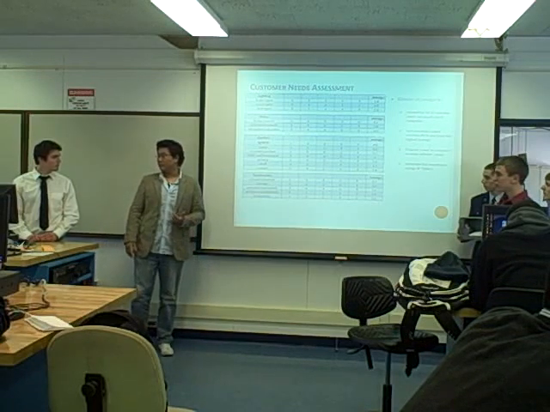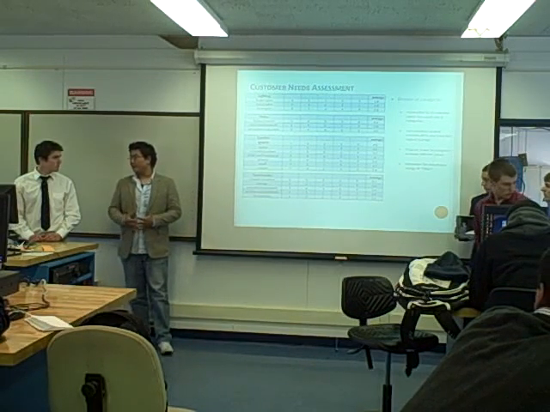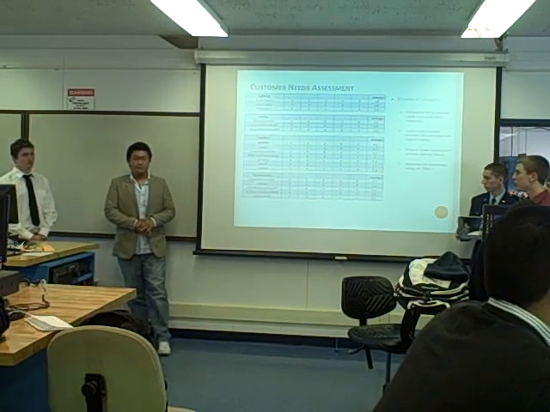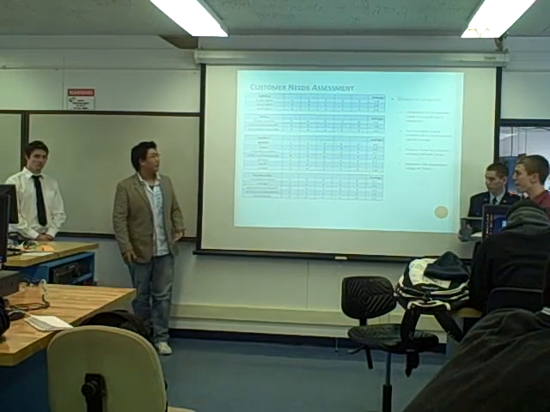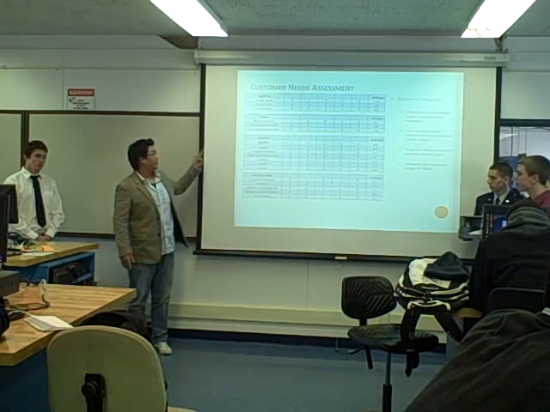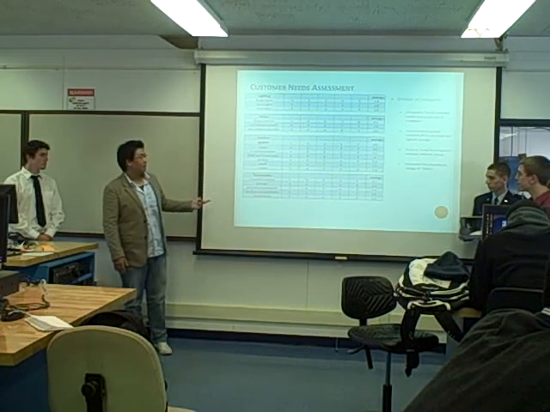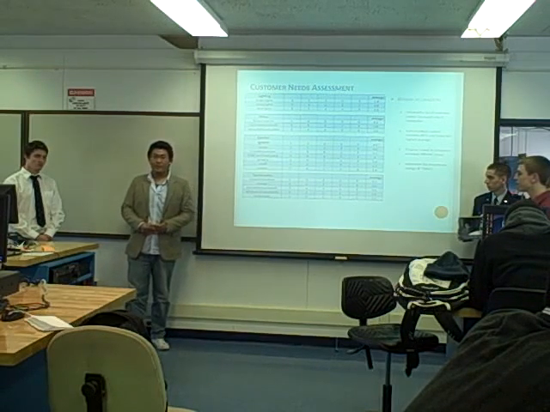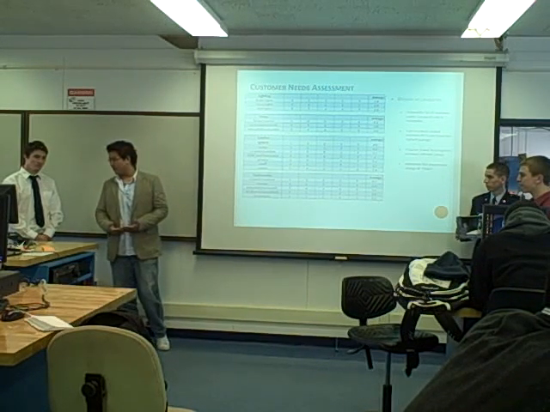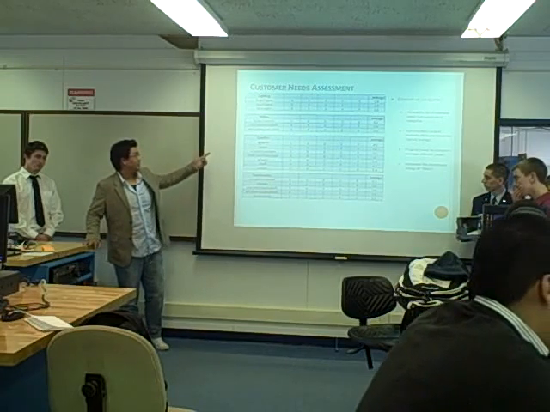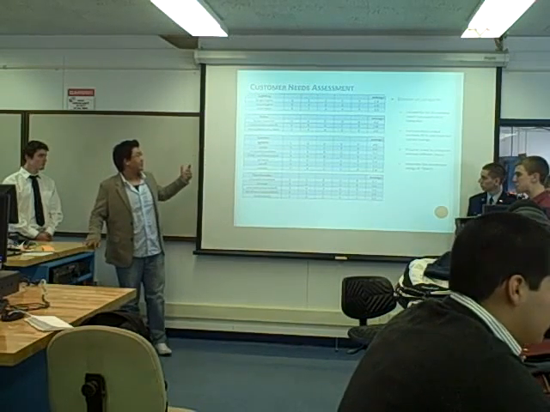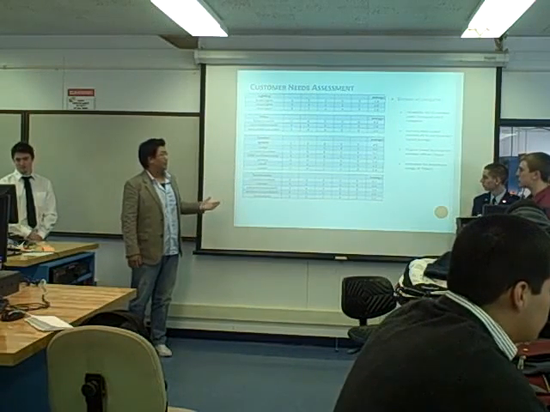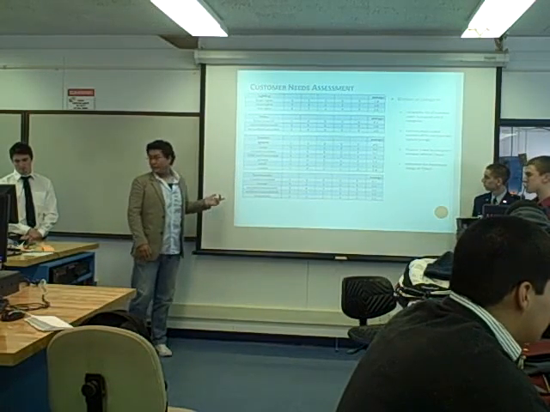Alright, this is a customer need assessment. First, we gathered the list of customer needs, and then we divided them into four categories: lighting, utility, comfort, and functionality. Then each of us ranked them from 1 through 5, and we calculated the highest average, which turns out to be space under comfort. As you can see, space has an average of 4.6, which is much higher than any other unit here.